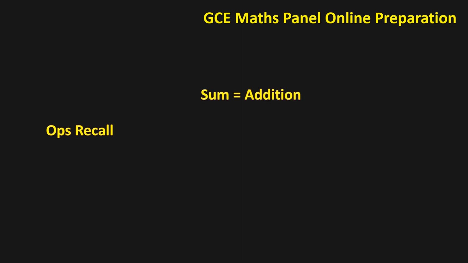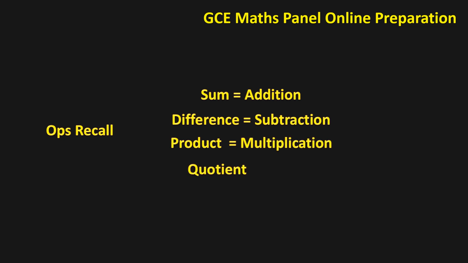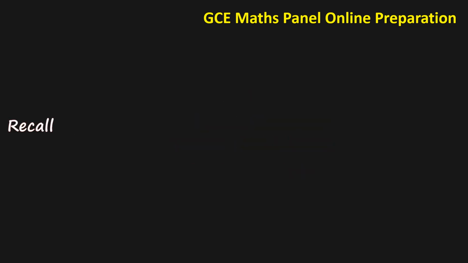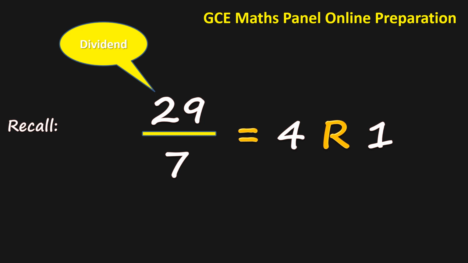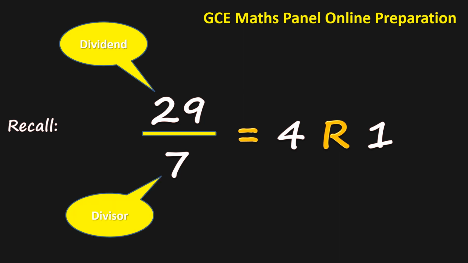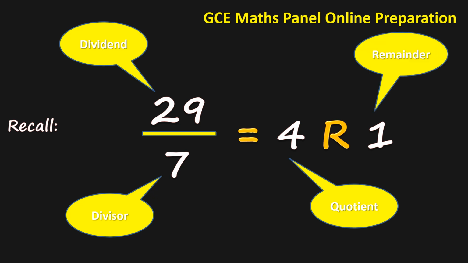Let's recall equally that sum means addition, difference is subtraction, product is multiplication, and quotient is division. In this operation as well, 29 divided by 7 gives us 4, remainder 1. Note that 29 here is the dividend, 7 the divisor, 4 the quotient, and 1 the remainder. Like the song we always sing from primary 4 or 5: dividend divided by divisor equals quotient plus a remainder. And note, if the remainder is 0, it means that the divisor is a factor of the dividend.